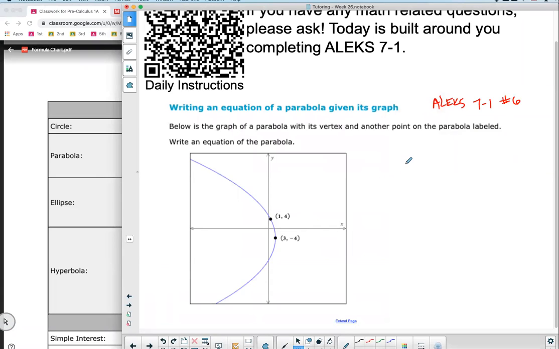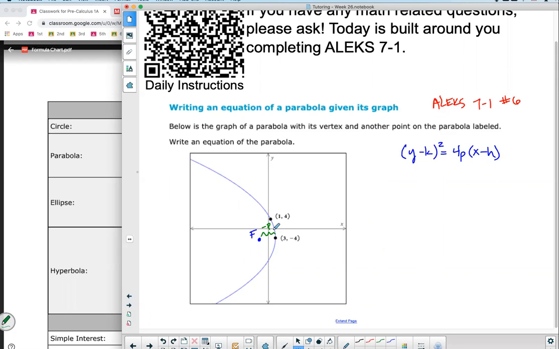So I'm going to copy that down. The formula chart says it's (y - k)² = 4p(x - h). I selected this formula because it's a left-opening, horizontal parabola. The focus is going to be somewhere on the left, which means the p needs to be included next to x. I can also infer that my p-value will be negative, because the focus would be to the left.